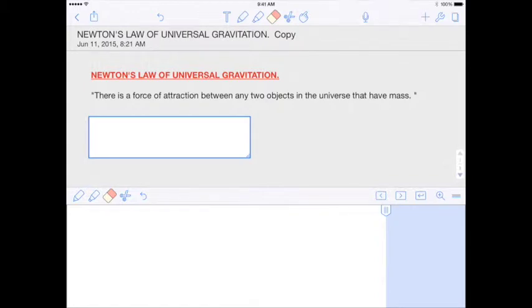In Chapter 2, we took a look at gravity. But when we were talking about gravity, it was actually a simplification of Newton's law of universal gravitation. And Newton's law of universal gravitation states that any two objects in the universe that have mass will be attracted to each other. So I want you to think about this for a moment.